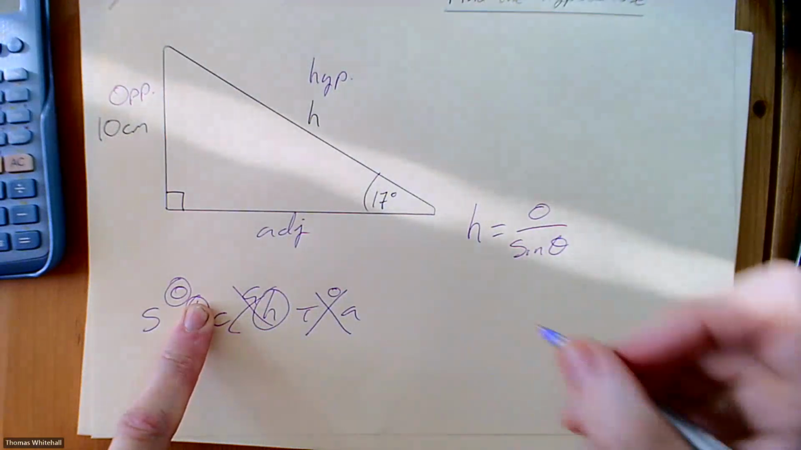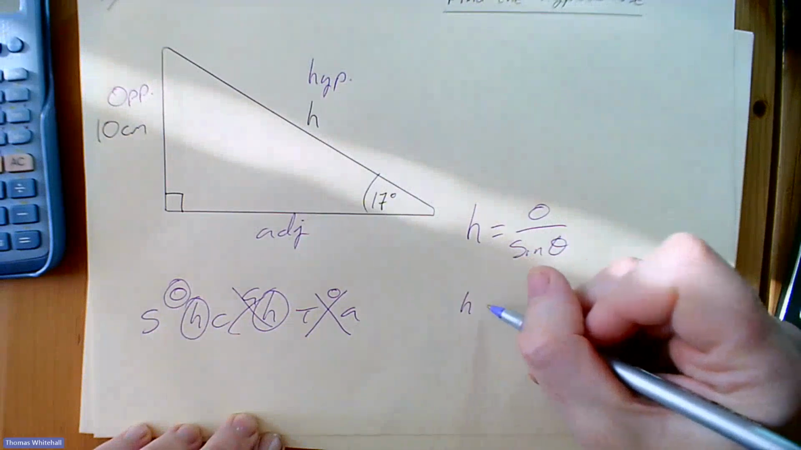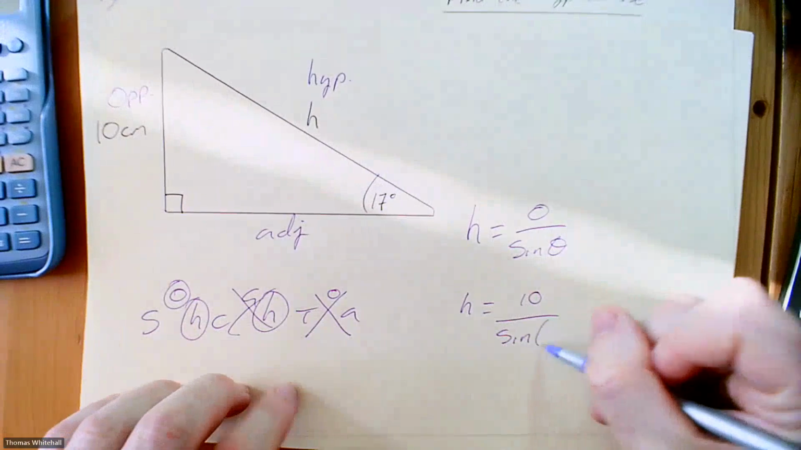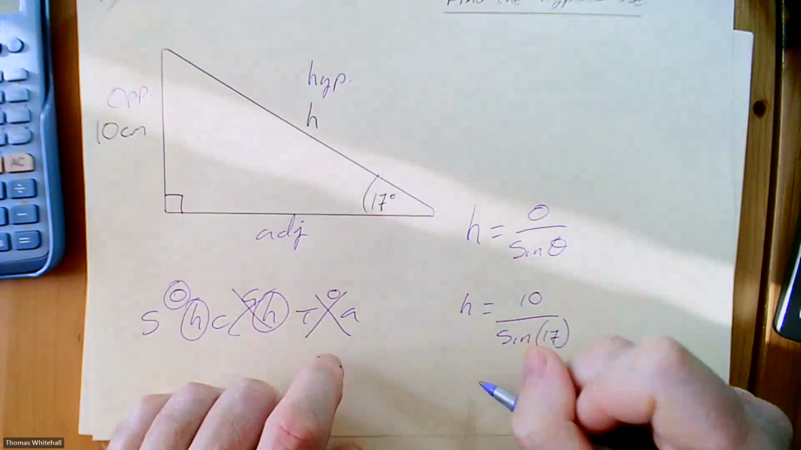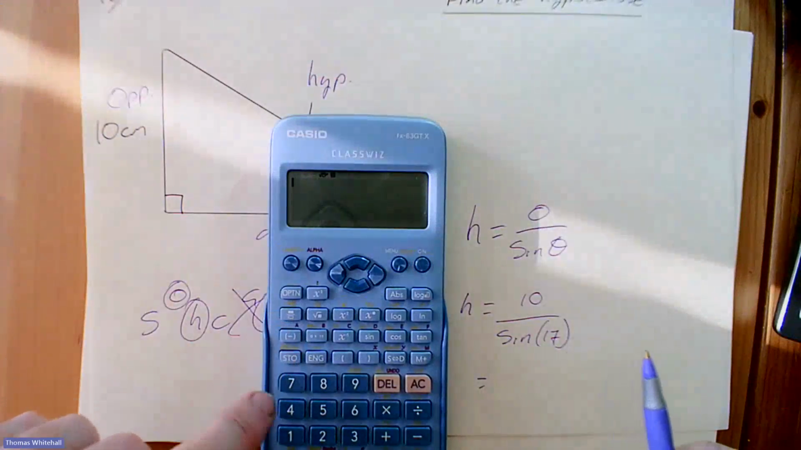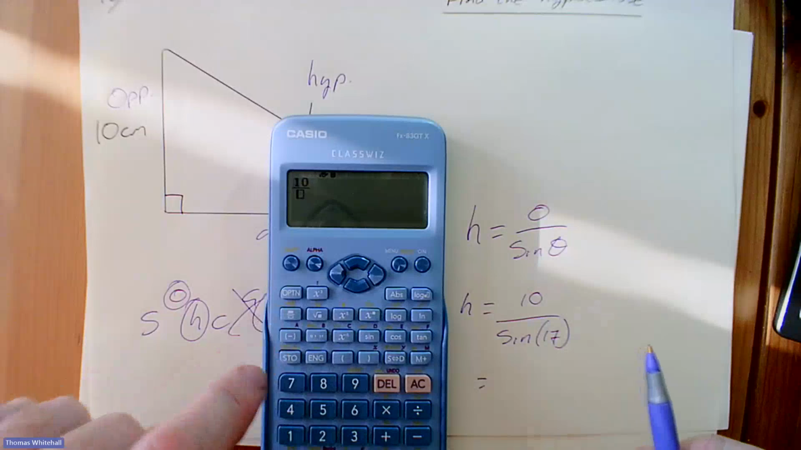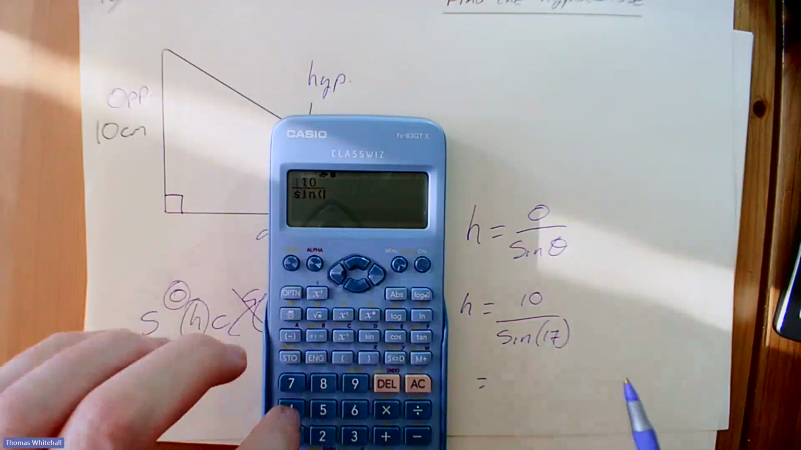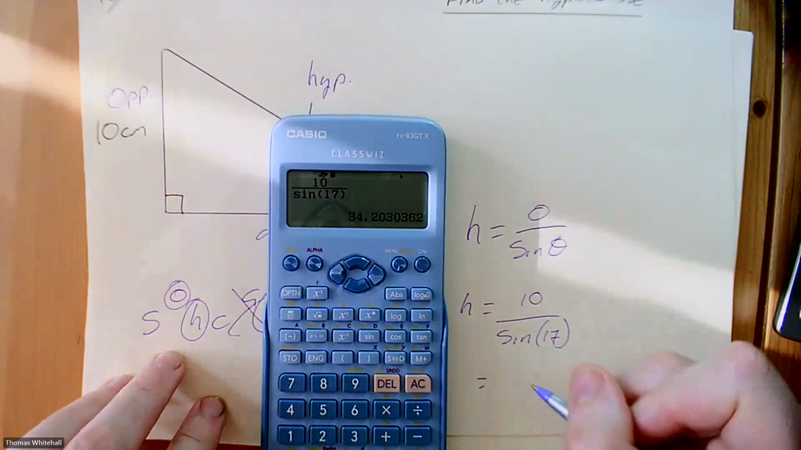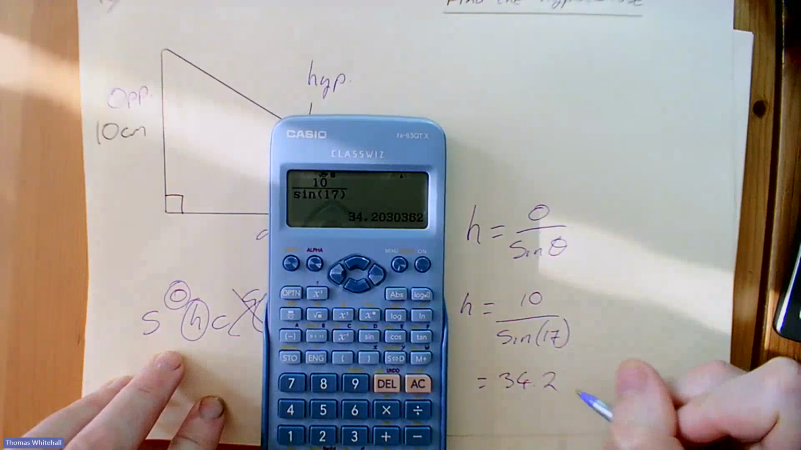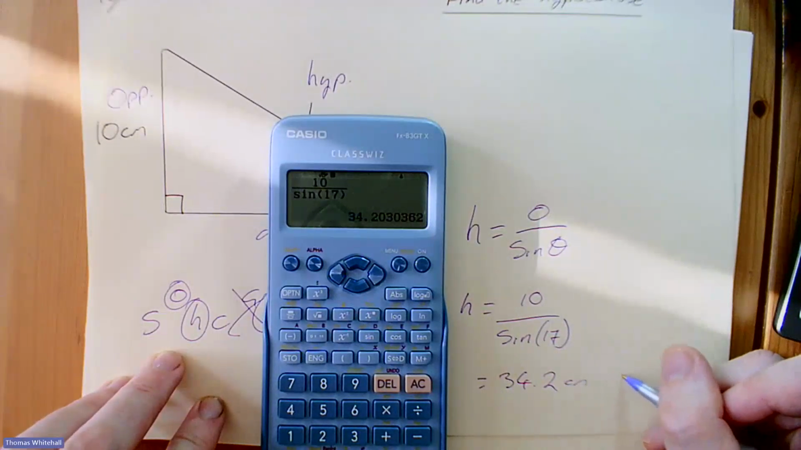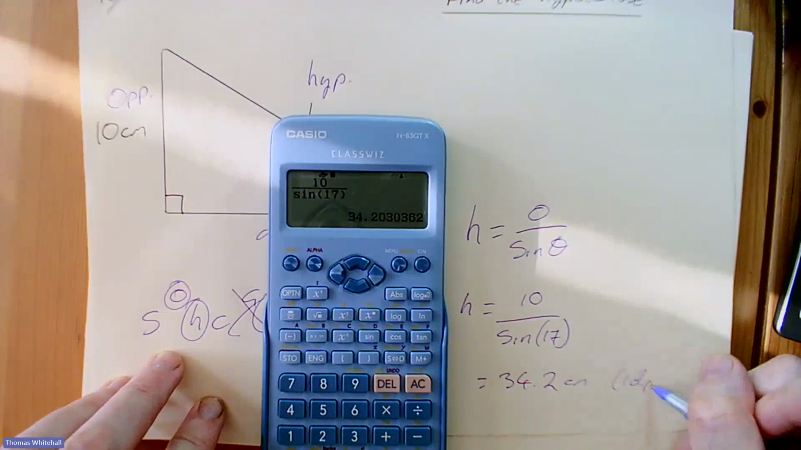Substitute. So the opposite is 10 and the angle is 17. And then the last step is calculate, and we just type that in exactly as it looks. So in this case, we've got 10 over sin 17, close brackets, and that's going to give us 34.2 centimeters. And again, on this one, we've gone 1 decimal place.